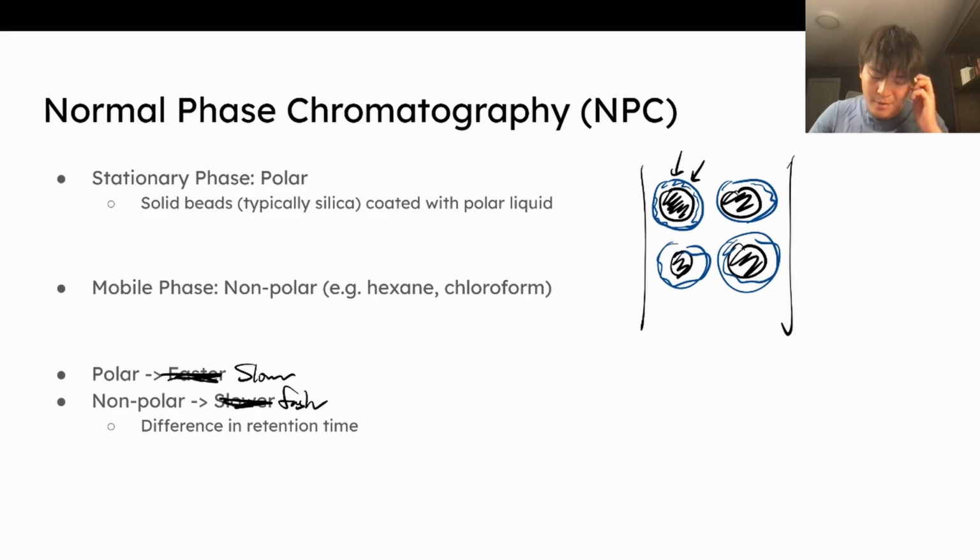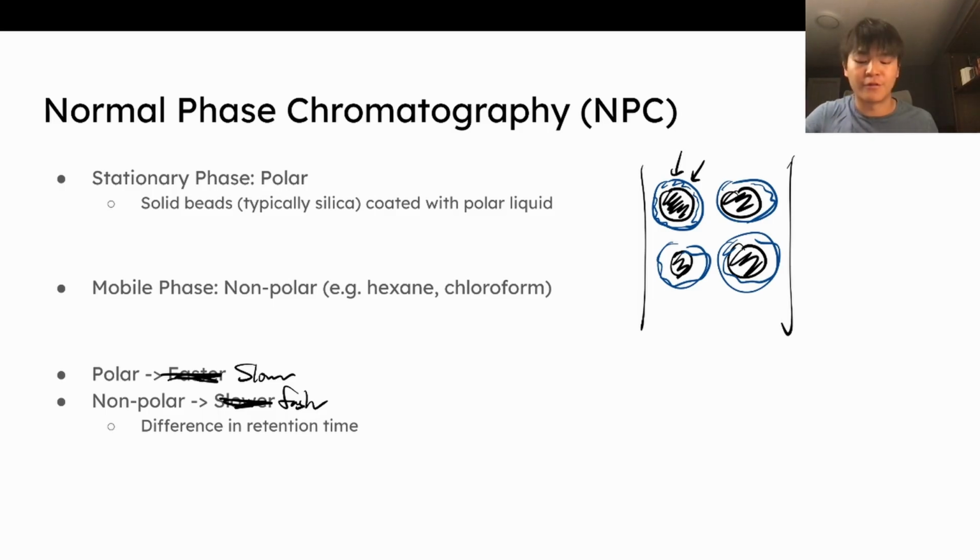They might dissolve in here a little bit, and then they go to the next one, and so they have a big difference in retention time. Whatever leaves first is going to be non-polar, and whatever leaves last is probably going to be polar. This is used very commonly for very polar compounds, such as amino acids or sugar.